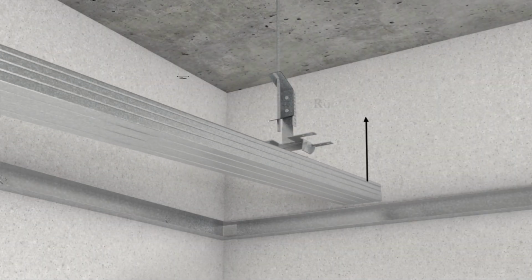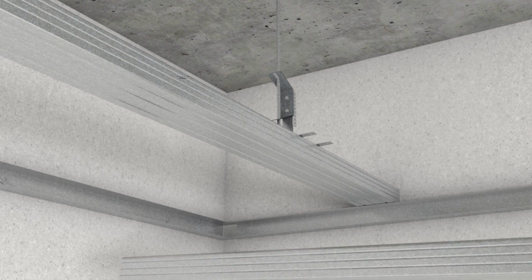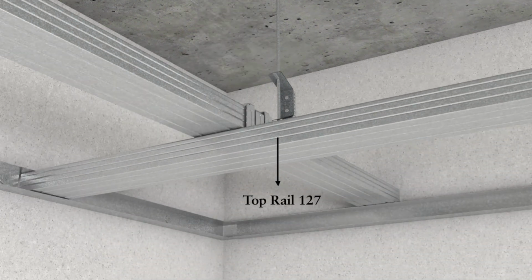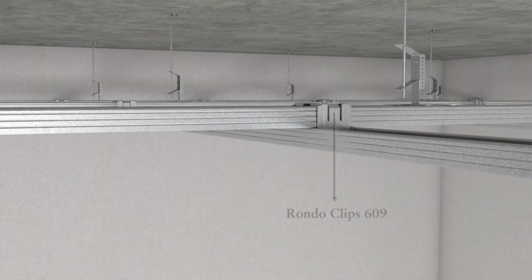Next, attach the Rondo top rail 127 to the suspension hook using Rondo suspension clip 124. Then attach the furring channels onto top rail 127 using Rondo clips 609.